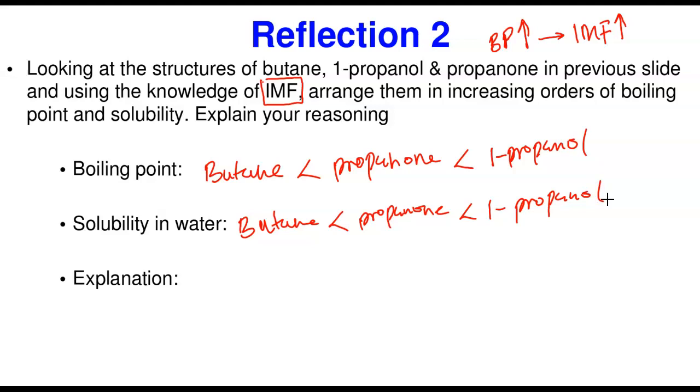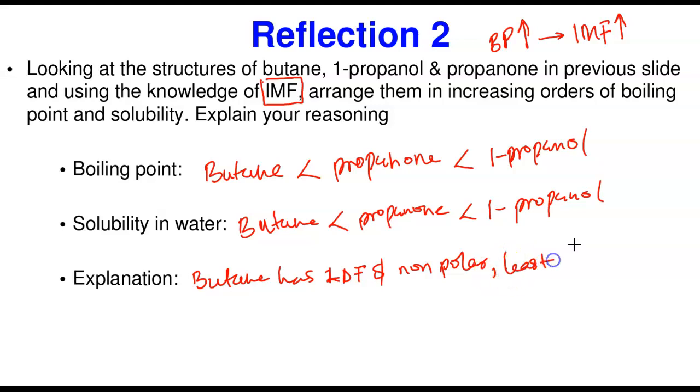So to explain it, number one, butane only has the London dispersion force. So butane has LDF and is non-polar. Because it's non-polar, it will have the least boiling point and solubility in water.